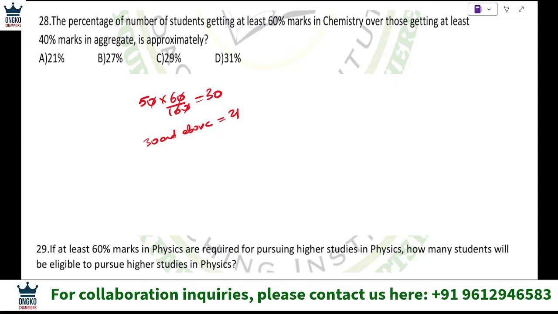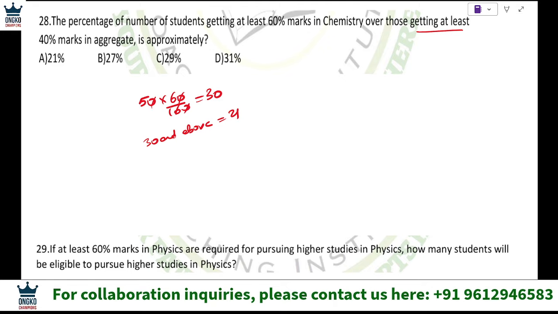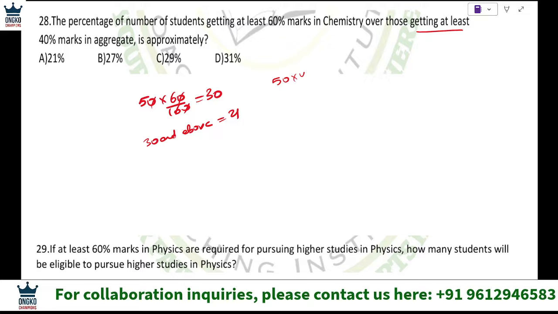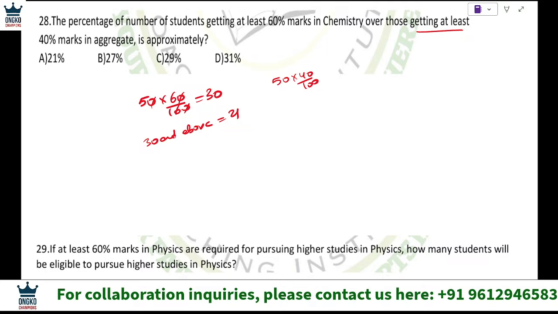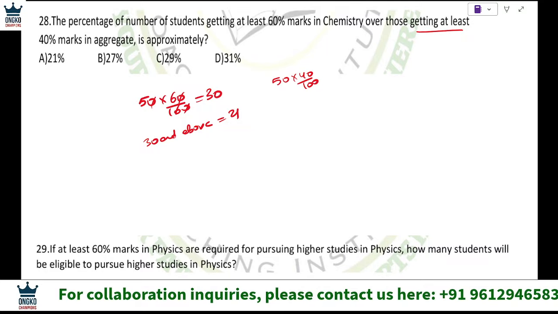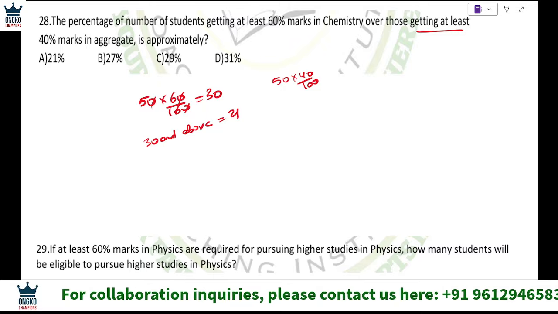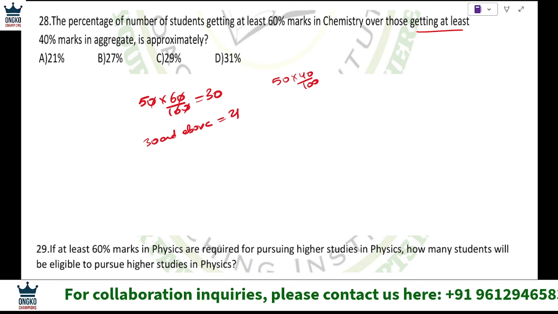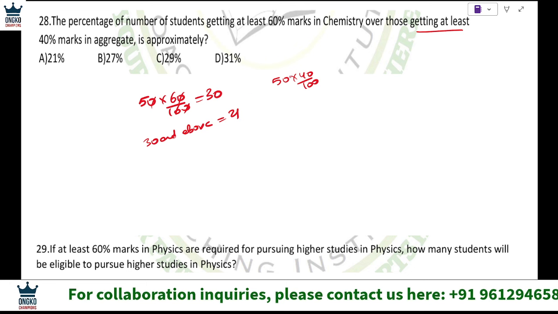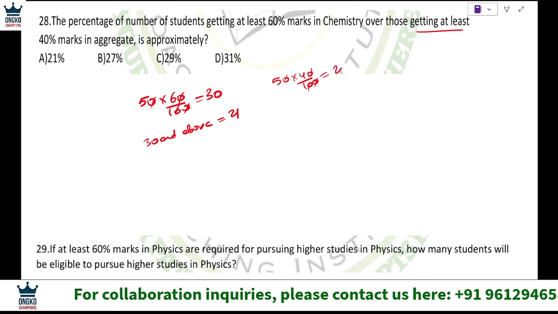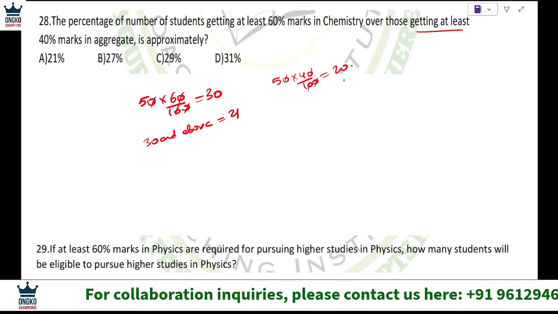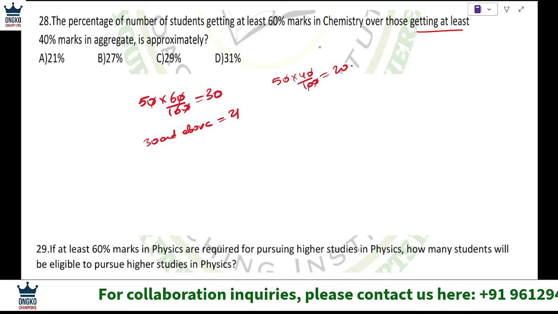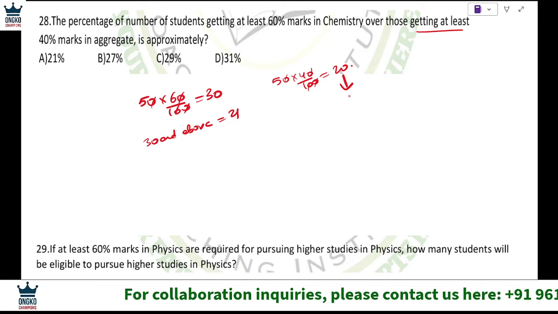Now the question again: those getting at least 40% marks in aggregate. So what is 40% marks in aggregate? Again 50 into 40 by 100, 40% of 50 is 20. So 20 and above in aggregate, we just did in question number 27, we know it's 73. Aggregate is 73.